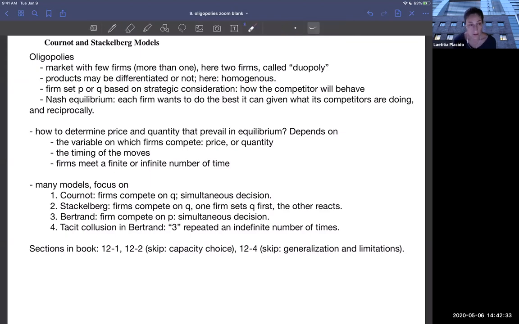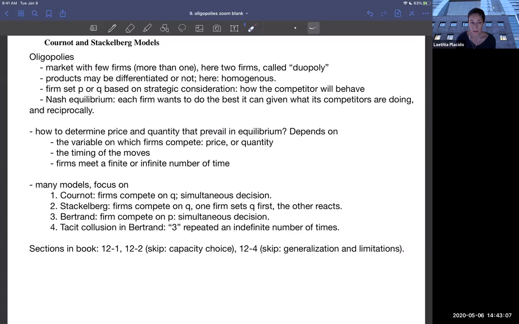So how are we going to determine the price and the quantity that are going to prevail in equilibrium? As I said, we are going to use the Nash equilibrium, but the market outcome will depend on several parameters of the problem. In particular, it's going to depend on the variable on which firms compete. Whether they compete in price or in quantity, we'll get a very different result. So that's the first parameter.